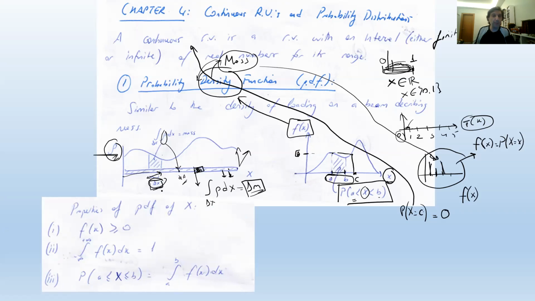So the probability density function of x, what we call f of x, has these properties. Just like the probability mass function of a discrete system, at each point the probability density function should be greater than or equal to 0. You may again think about the physics analogy.